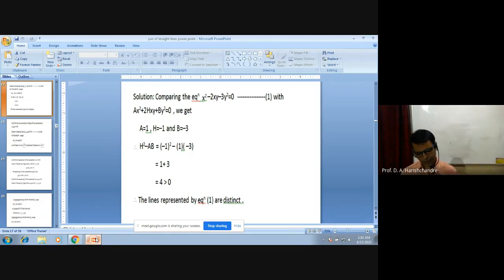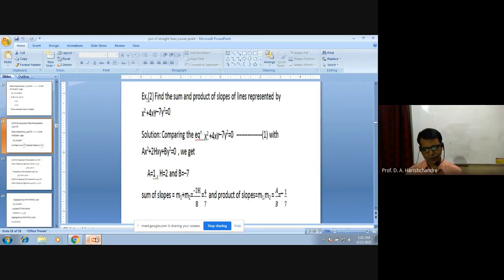Hence the value of the discriminant h square minus ab is equal to 4, which is greater than 0. You know, whenever the value of the discriminant is positive, greater than 0, the roots of the quadratic equation are real and distinct. In 11th class we already studied that, so you can take the reference of that. Accordingly, the lines represented by equation 1 must be distinct.